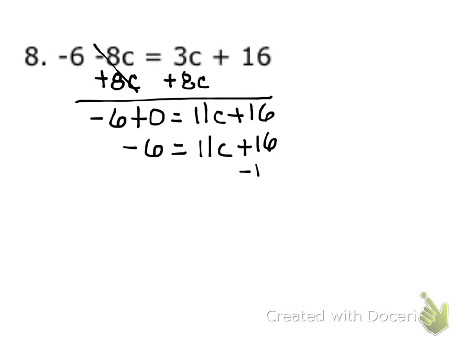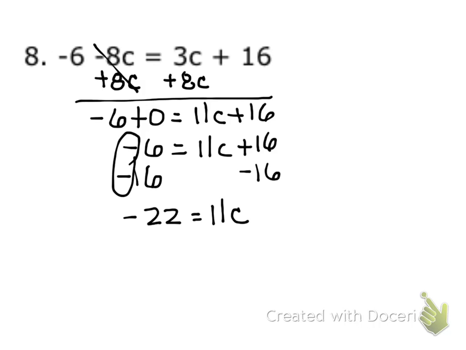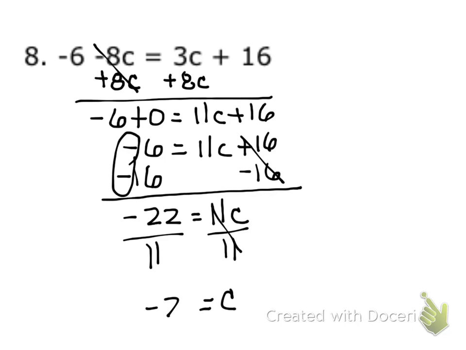I now have to subtract that 16 to the other side. Notice that they're both negatives, so I'm going to add them together, 22, and keep the negative sign. Negative 22 equals 11c plus 0. To get c by itself, I'm going to divide by 11. c is going to equal negative 2.